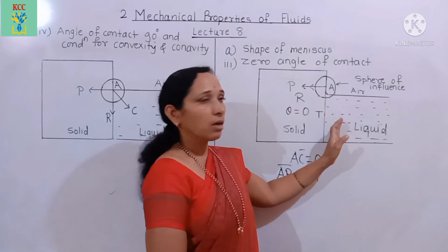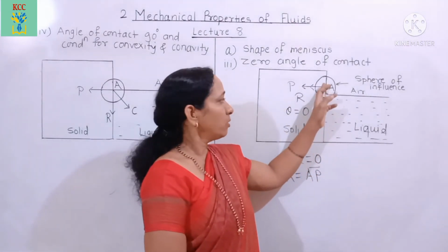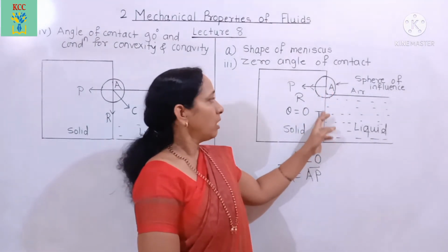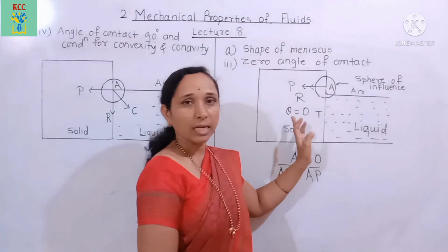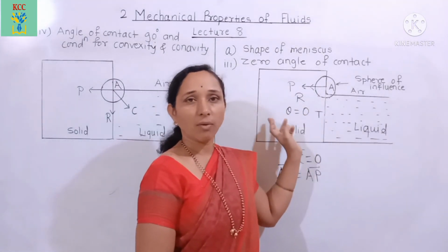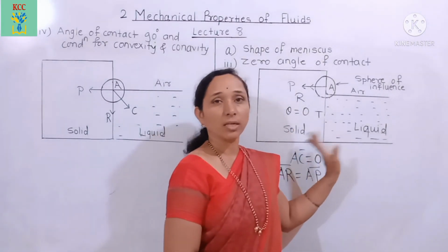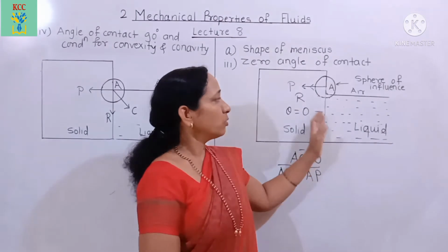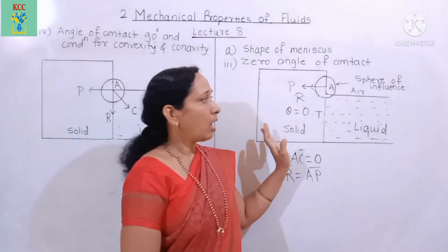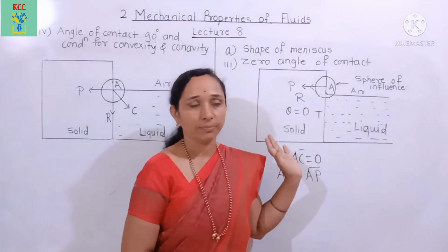Now water completely wets, and the angle between the tangent to the liquid surface, हा liquid surface चा tangent, and the solid surface is equal to 0, that is theta equal to 0. Angle of contact is 0, and this is for purely water, clean water, and also clean glass. Angle of contact is 0, and this water completely wets the solid.